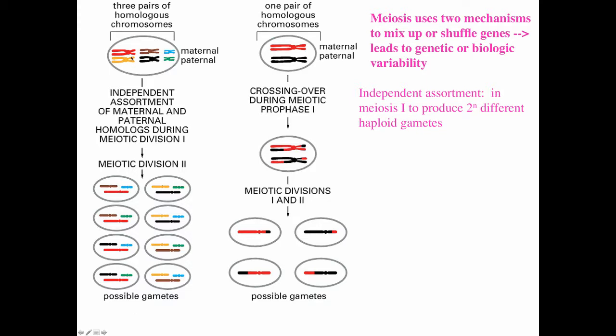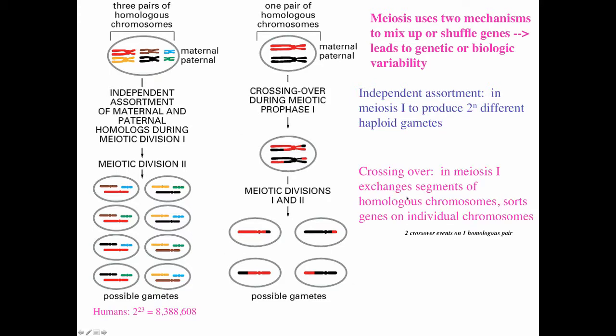It'd be a little bit hard to do that in humans, but 2 to the 23rd combinations, as we said, well over 8 million. And then the diagram on the right showing homologous recombination in meiosis 1 is exchanging segments on homologous chromosomes. It's sorting the genes. This diagram shows 2 crossover events on 1 pair of homologous chromosomes. The 2 crossover events there would lead to 4 possible gametes.